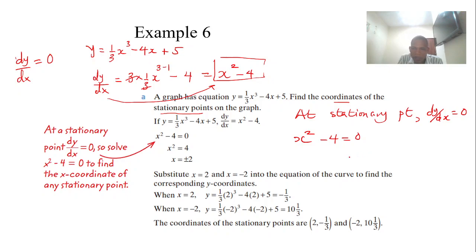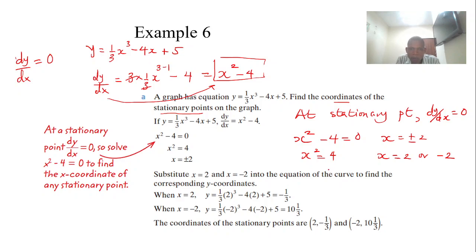Now if I solve this, basically I have x squared is equal to 4. If I take the square root of both sides, the value of x is going to be plus or minus 2. Very good. So the value of x is either 2 or negative 2. These are just the values for x. Now we need the values of y. So how do we get the values of y?